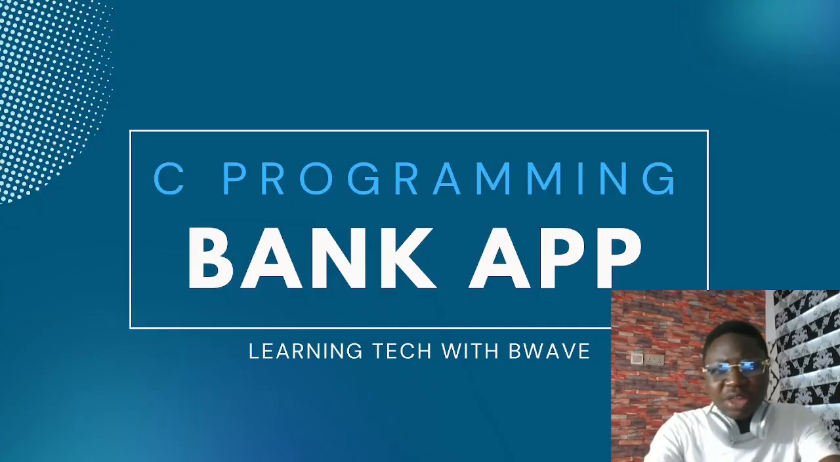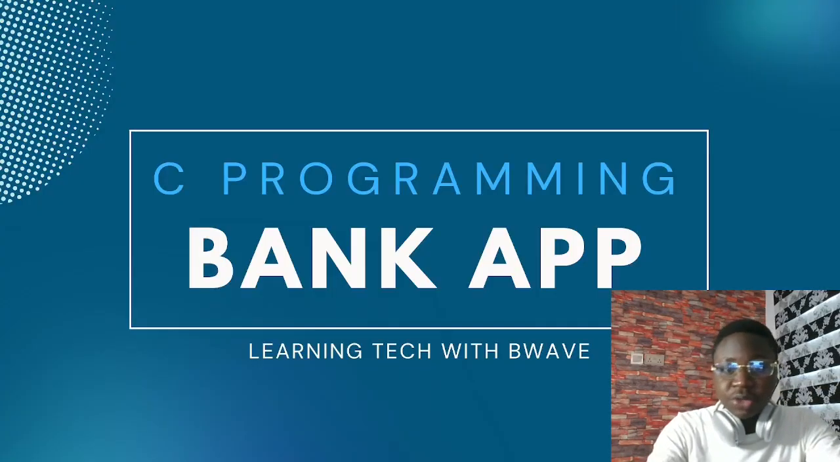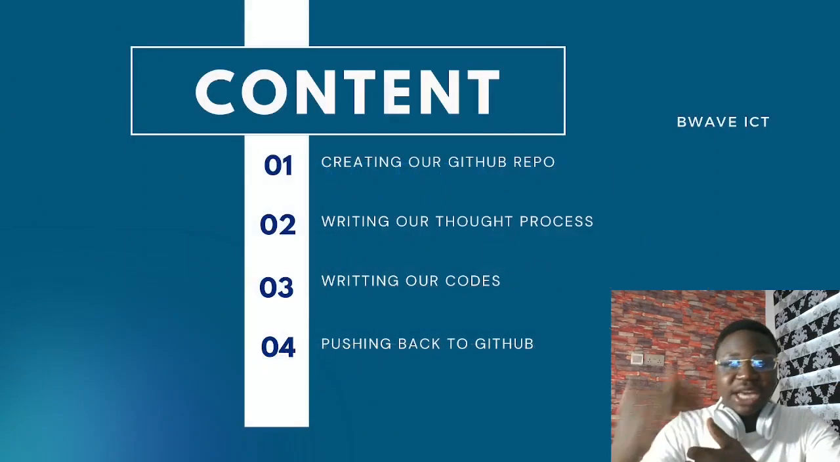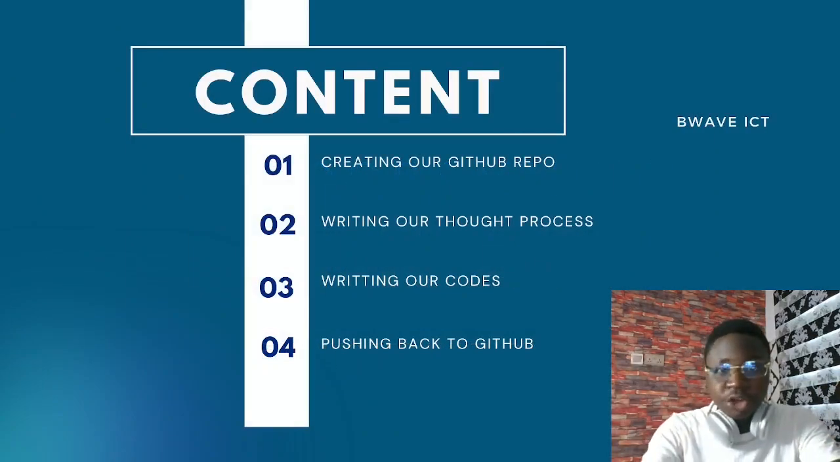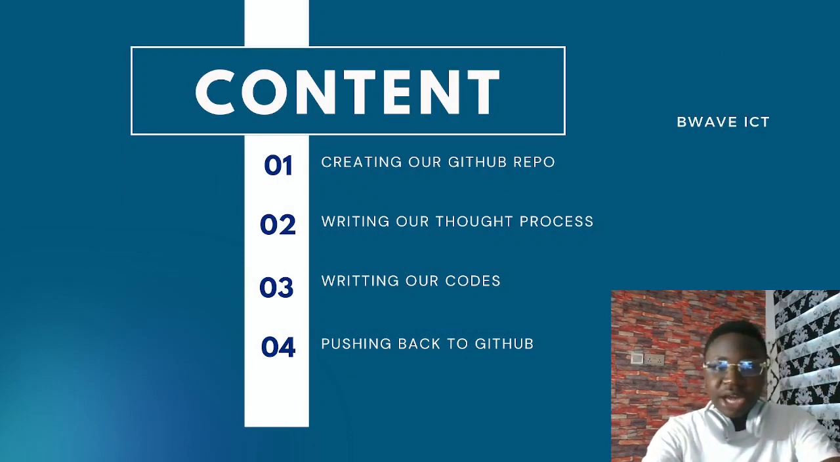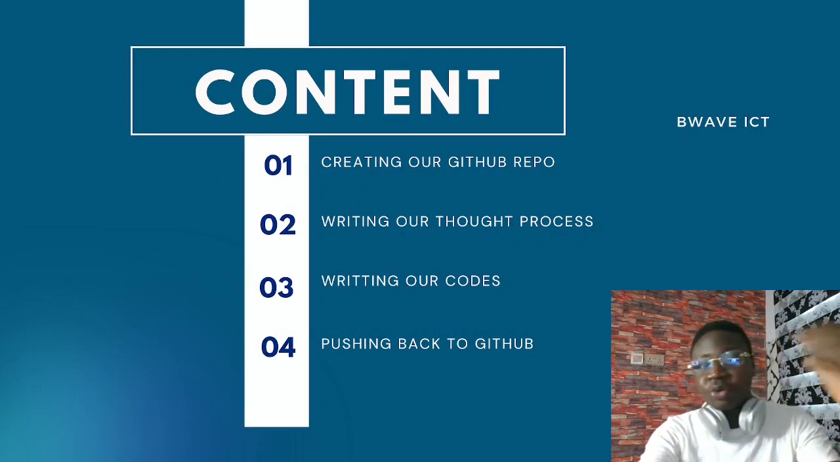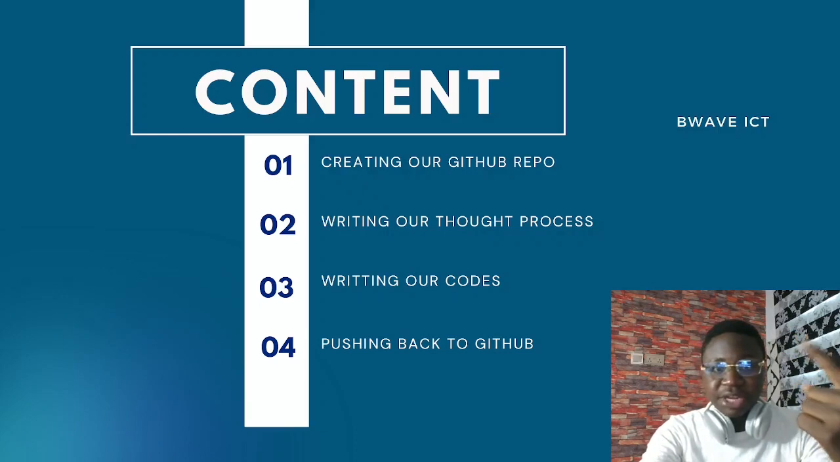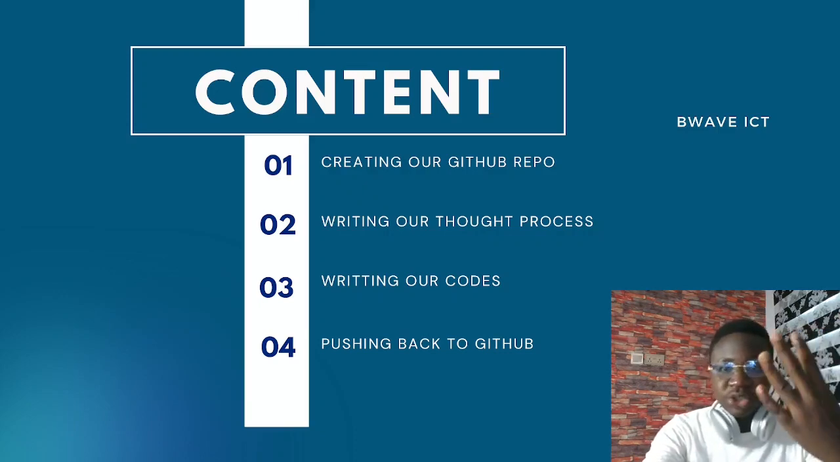What's the content? What are we going to be doing and how are we going to be doing this? Well, worry no further because I have the content here for you. So we are going to do 4 major things today in building our bank application. One will be creating our GitHub repository, writing our thought process, writing our codes, and pushing back to GitHub.